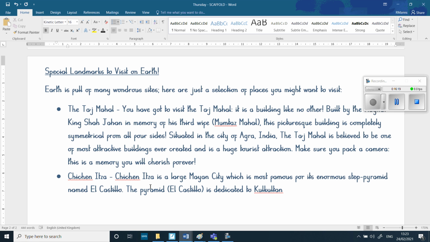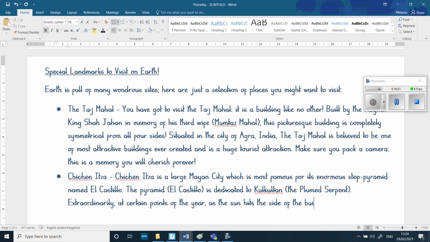Kukulkan, and it says that's the plumed serpent. You could, if you wanted to research a bit about that, you could do. That's quite a simple sentence, but I've used brackets twice quite effectively. But this time I don't want to. I want to use a sentence, but I'm going to go for incredibly, but I've used that a lot already. Extraordinarily, comma. It's the fronted adverbial of manner. Extraordinarily, comma. I want to say about the shadow because it tells me about a shadow on it. At certain points of the year, comma, as the sun hits the side of the building.